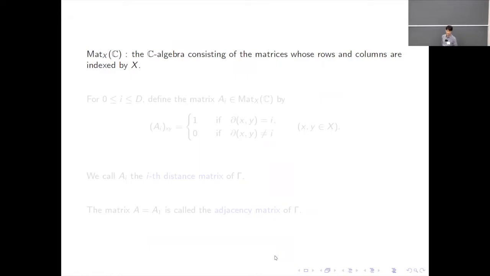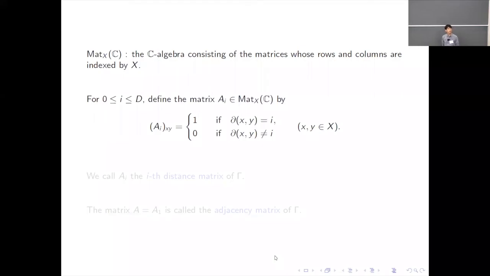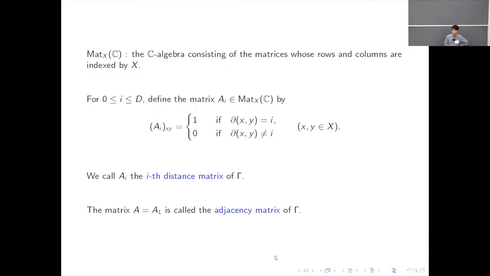Now we use this notation. Mat_X(C) is the C-algebra consisting of the matrices whose rows and columns are indexed by X, and we define the matrix A_i in Mat_X(C). Its xy entry is 1 if their distance is i and 0 otherwise. We call this matrix the i-th distance matrix of gamma. In particular, when i equals 1, we call this matrix the adjacency matrix and abbreviate it just A.